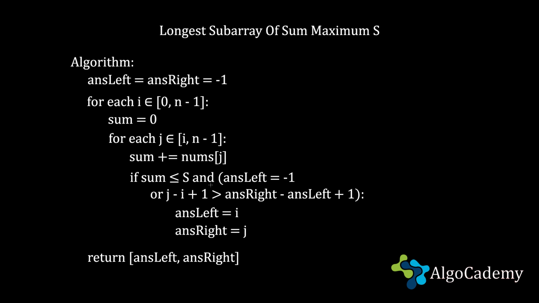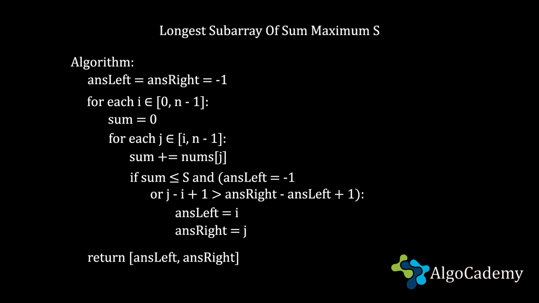And here is very interesting. I have here parentheses, and I have two statements which are separated by the OR operator, right? What this means is that, first of all, I definitely need the sum to be less than or equal to s. And either I haven't found any solution by now, so ansLeft is -1, so this is the first valid subarray that I have encountered so far, or, and when I go to or, it means that ansLeft is different than -1, so I found at least a solution in the past.